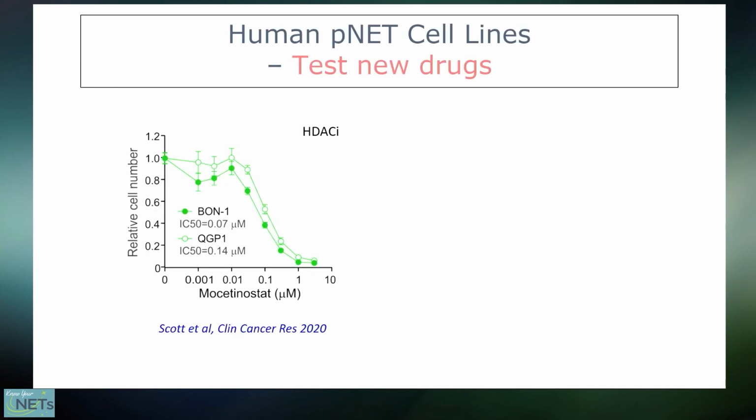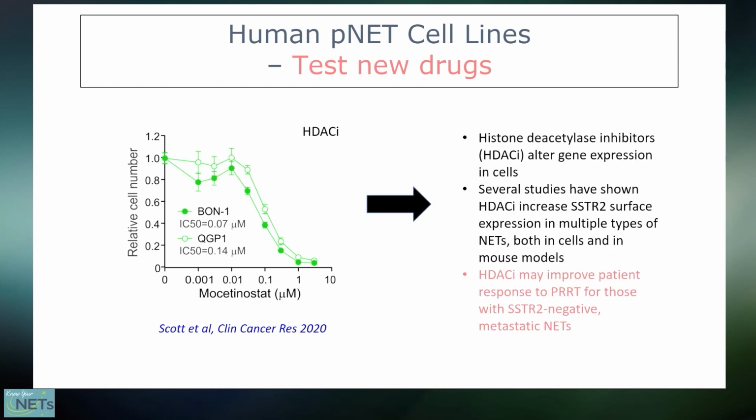So BON and QGP1 cells have been the workhorses in the field to assess pancreatic neuroendocrine tumor biology and drug sensitivities, as shown in this response curve to the histone deacetylase or HDAC inhibitor, mositinostat, where you can see that increasing amount of drug leads to killing of the cells. Now notably, histone deacetylase inhibitors are really important because they alter gene expression in the tumor cells. And several groups have found that they increase the levels and expression of somatostatin receptors on the surface.